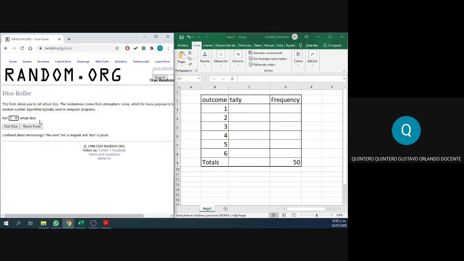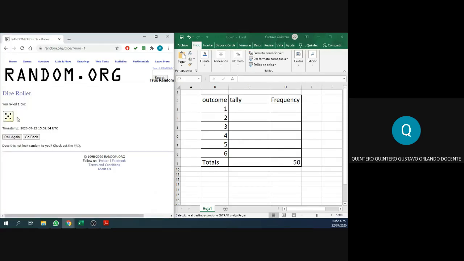So roll 1 dice, right? And roll the dice. Look at that. The first answer is 5. So in the outcome 5, right there in the column of tally, I'm going to write just one line, something like this, 1, because I have one 5, right? If I roll again, now I have a 1. So here in the column of 1, I'm going to write a 1.